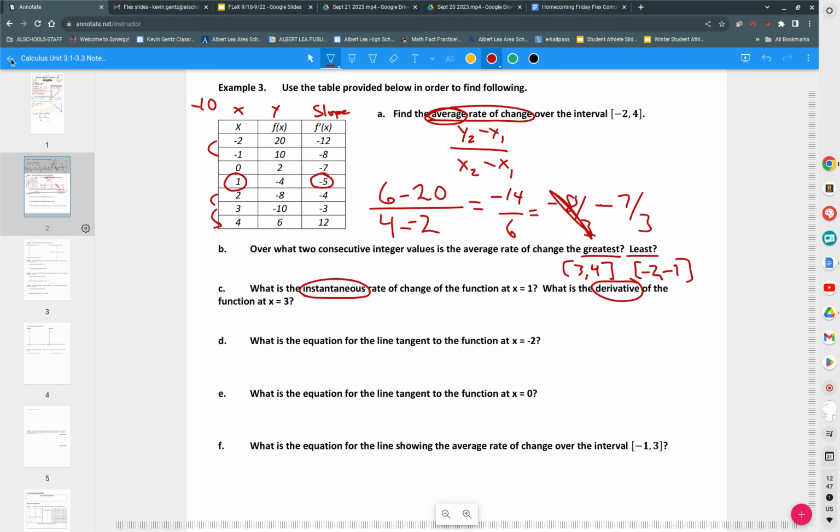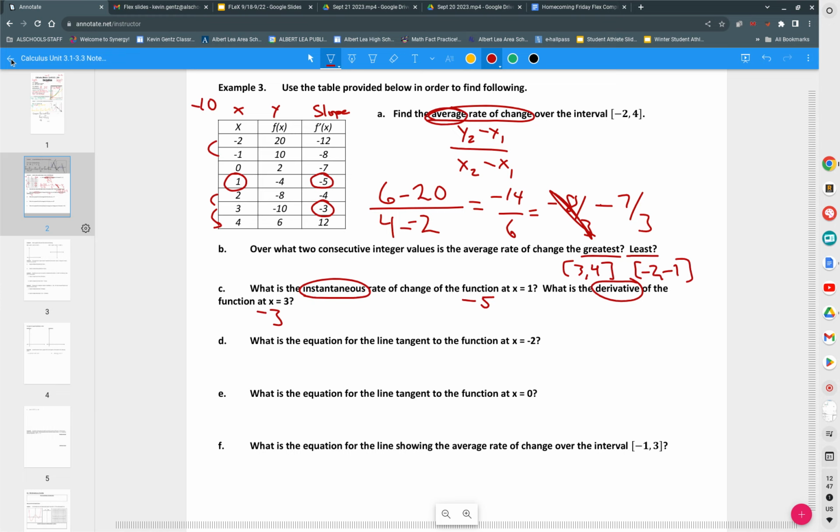-5. That's the y coordinate, that's the slope. It is -5. Same exact question, just worded differently. What is the derivative of the function at x equals 3? Yeah, -3 is the derivative.